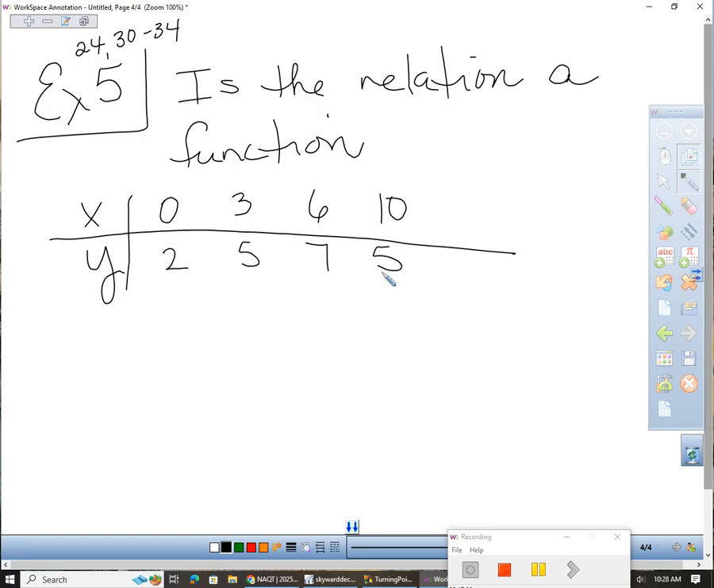If you are looking at this table, just look at your x values. If none of your x values repeat, you get to say yes. Do any of your x values repeat? So we get to say yes.